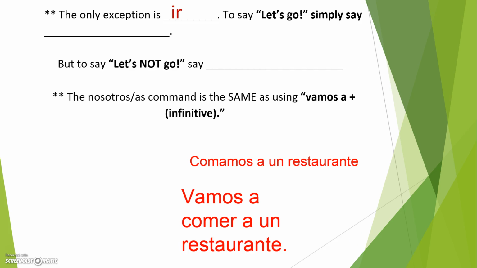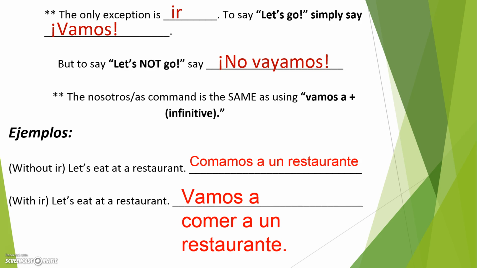Like I said before, the only exception is ir. To say, let's go, we can simply say, vamos. But when you want to say, let's not go, you do need to say, no vayamos. So there's a difference there. That's why in class, I'm always saying, vamos, let's go. I don't say vayamos, but if I wanted to say for some reason, let's not go, it would be no vayamos. The nosotros command is the same as using vamos a plus infinitive.